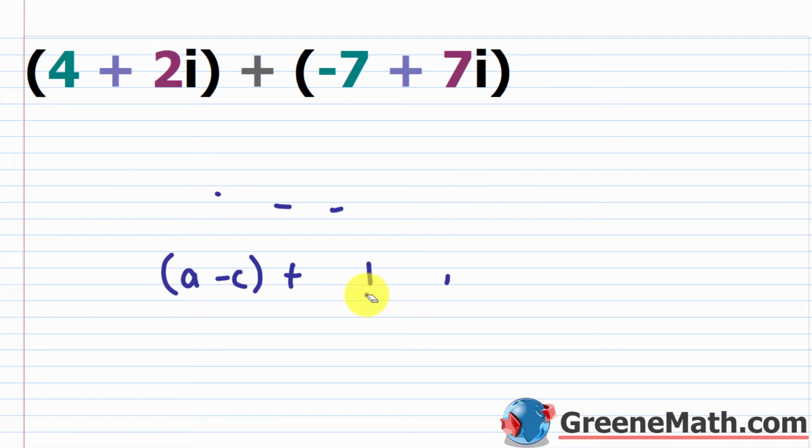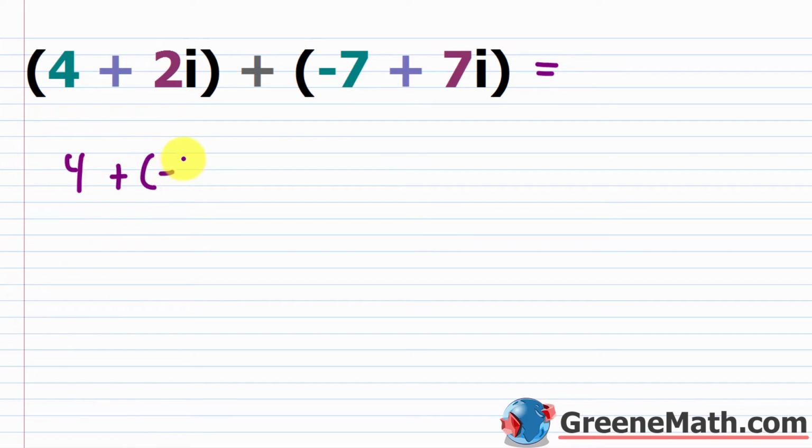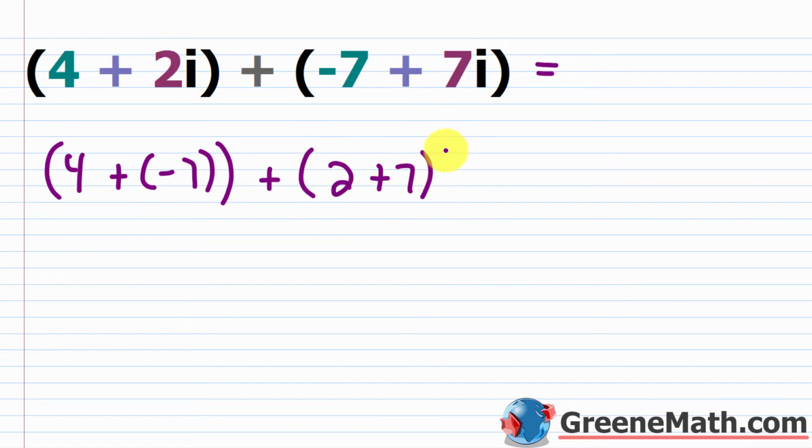So let's go ahead and get rid of this, and let's work on this problem here. We have 4 plus 2i, plus we have negative 7 plus 7i. So what do we do? We add the real part, so 4 plus negative 7. Let me show this. 4 plus negative 7, and let me put a parenthesis there, and then plus, you add the imaginary parts, so 2 plus 7, then times i out here. Let's go ahead and simplify this. So 4 plus negative 7 is negative 3. And then plus 2 plus 7 is 9, and then times the imaginary unit i.